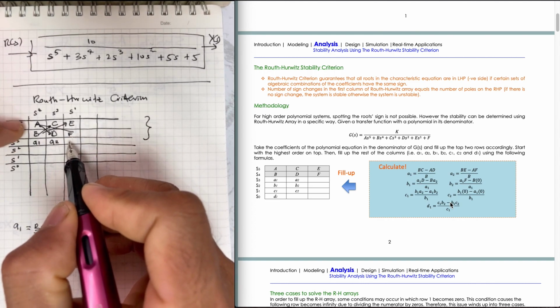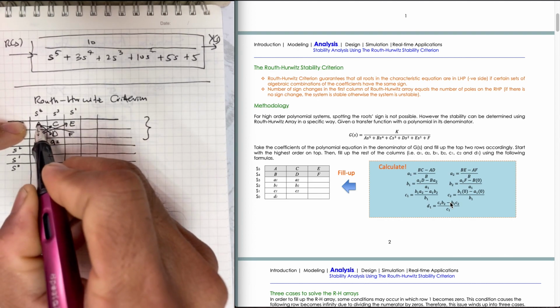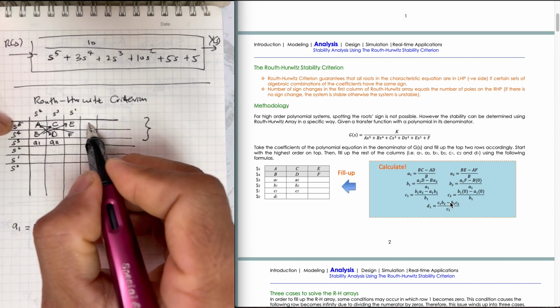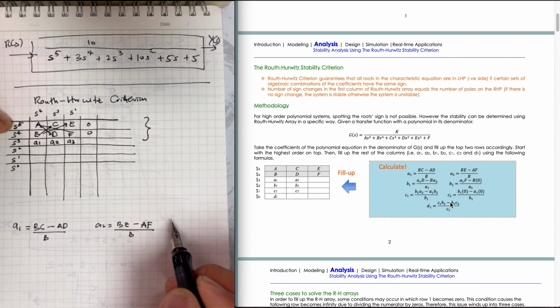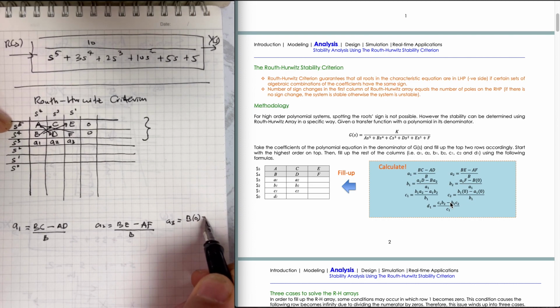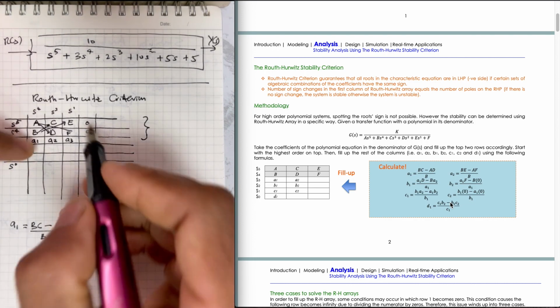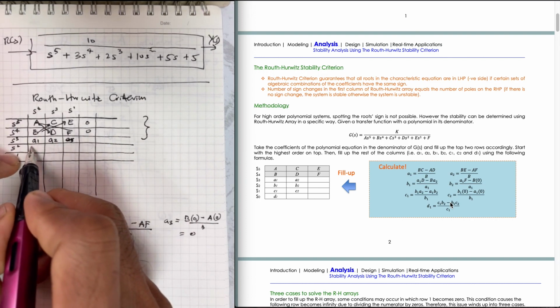A3, because if you calculate A3, B times 0 minus A times 0 here, that will be 0, right? So let's say this one 0, 0. So A3 is B0 minus A0 divided by B, so 0. So we don't consider A3. Okay, so A1, A2, that's B1.